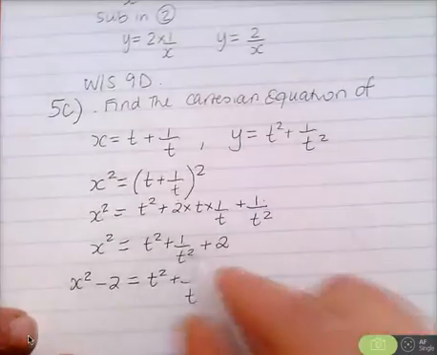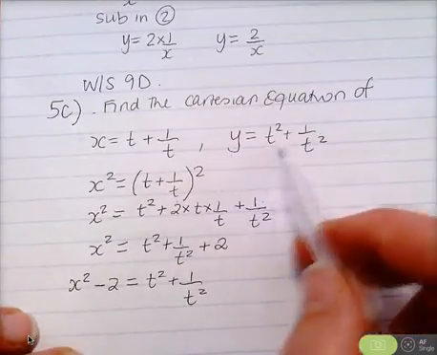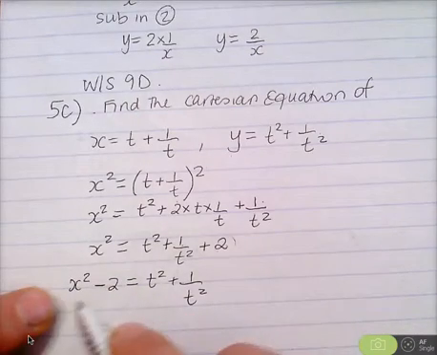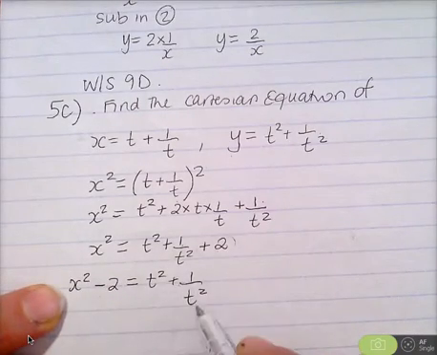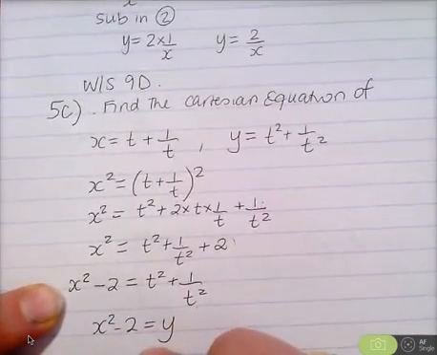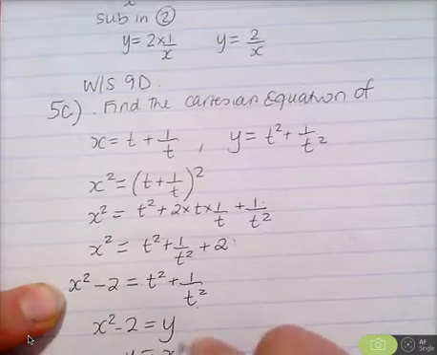Now, what I've done, girls, because y equals t squared plus 1 on t squared, I thought I'd take this plus 2 to the other side. What can I replace this t squared plus 1 on t squared with? So x squared minus 2 is y. Yeah, so y is x squared minus 2.